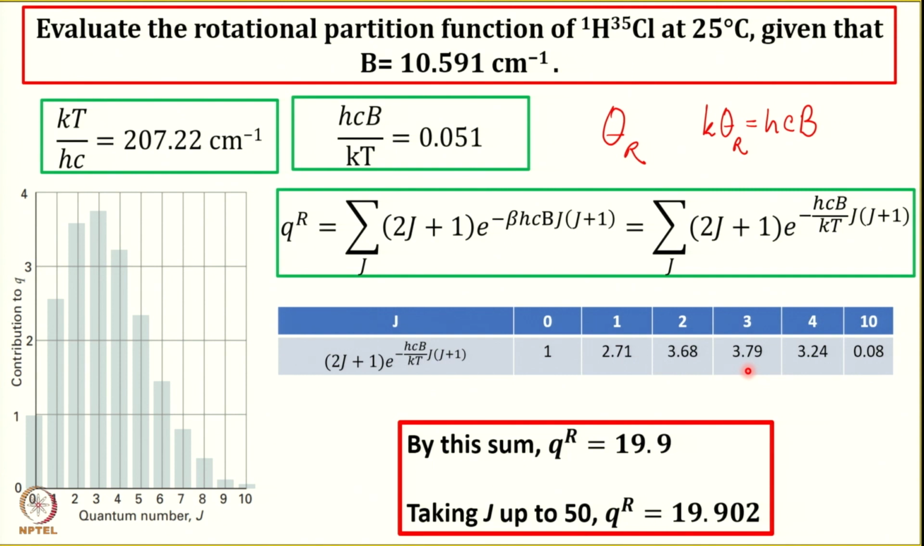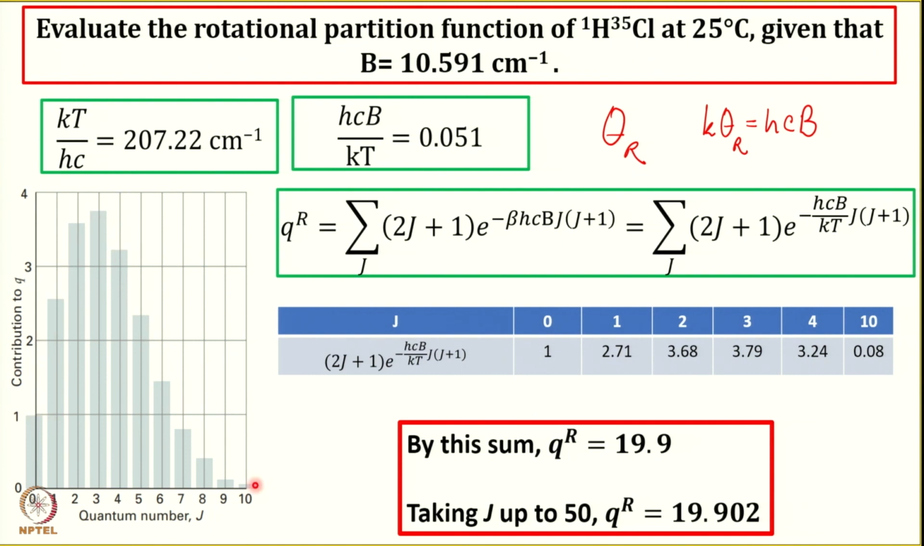J is equal to 3, 3.79. J is equal to 4, 3.24. You can continue, and when j is equal to 10, the value is decreasing to 0.08. Look at the trend: 1, 2.71 increase, 3.68 increase, 3.79 increase, and then decrease, which follows this trend. You see there is an increase and then a decrease.